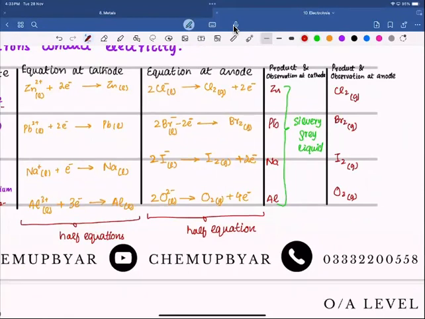Otherwise, if this process took place at room temperature, then bromine and iodine are not gases at room temperature. Bromine is a liquid at room temperature and iodine is a solid at room temperature. But we are doing the electrolysis of molten compounds, and to perform it, we need a higher temperature. Okay. Can you tell me the observation over here?